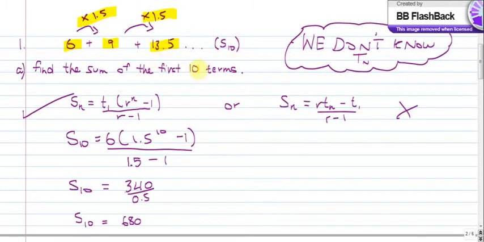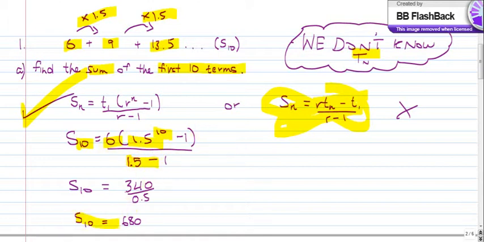The question asks us to find the sum of the first 10 terms. Since we don't know the last term, we cannot use this formula, so this is cancelled out. Let's use this formula right here. Let's start filling in the blanks. We know that it's the sum of the first 10 terms, so we can put 10 for all the n's. We know that the first term in this sequence is 6, and we know that the ratio is 1.5. After you crunch all the numbers together, you get a final answer of 680.